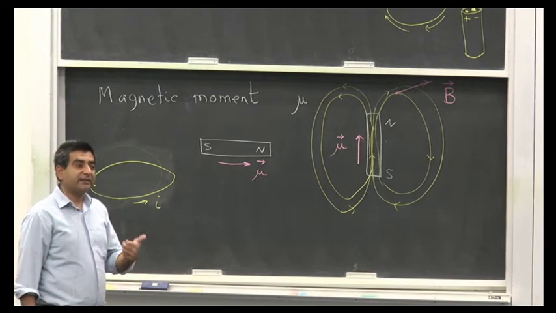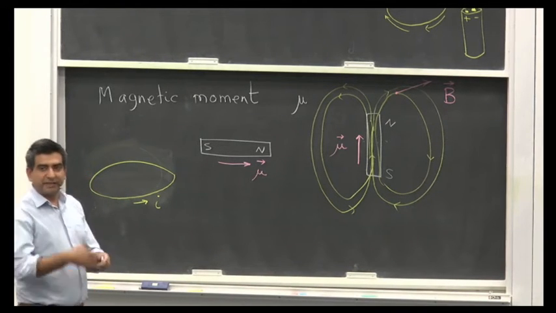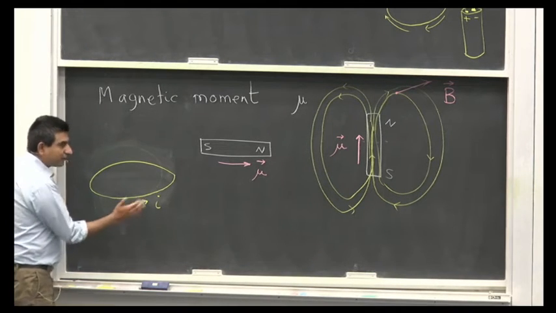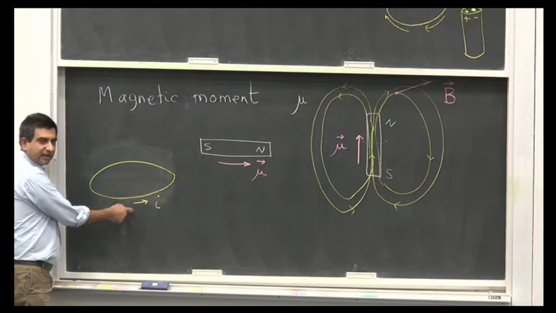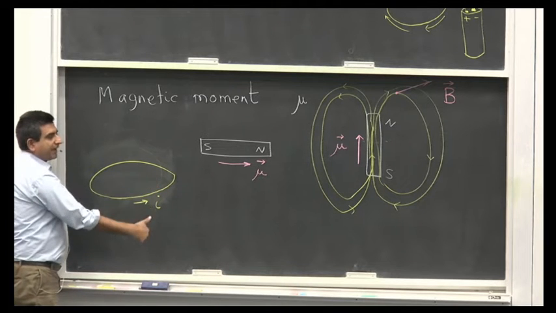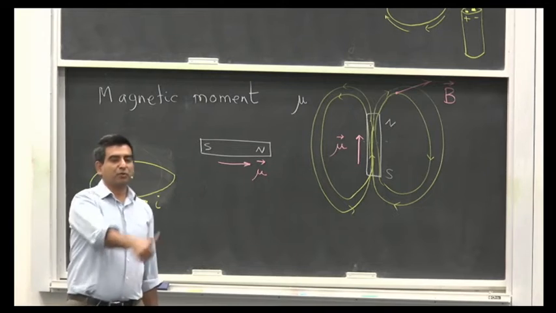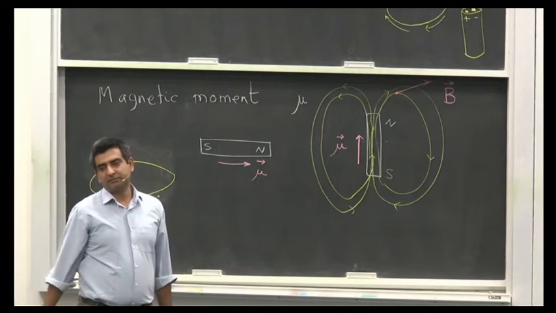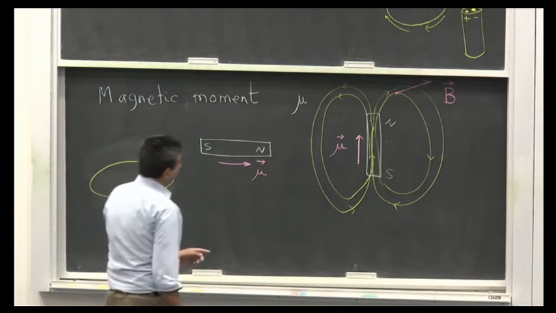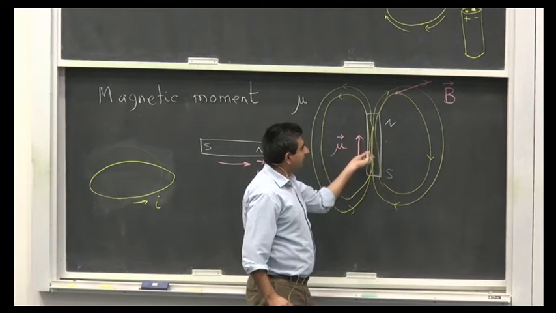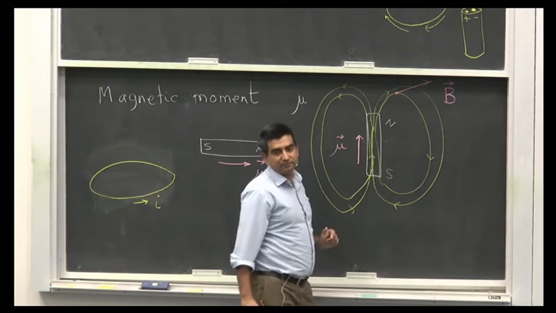And you can easily find the direction of that field. You take your right hand and curl your fingers in the direction of the conventional current, I, and the thumb points in the direction of the magnetic moment as well as the magnetic field. Here the magnetic moment is up, and so is the magnetic field. The general direction of the field is up.